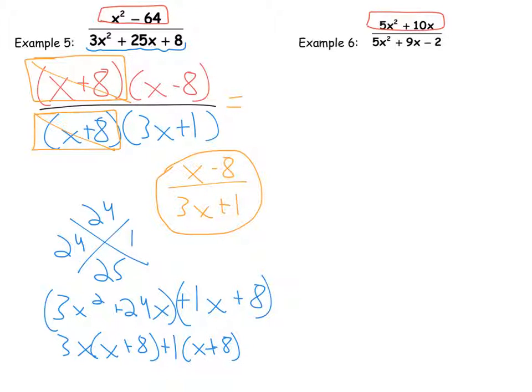Okay? 5x squared and 10x, I can divide each of those by 5x. And if I do so, what is going to be left over? We're going to have an x plus a 2.